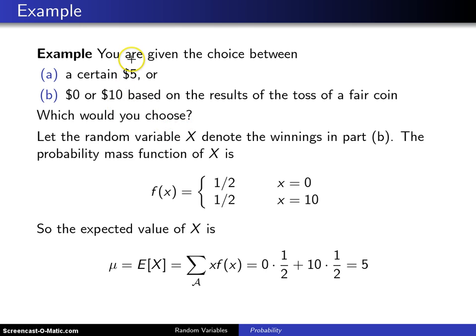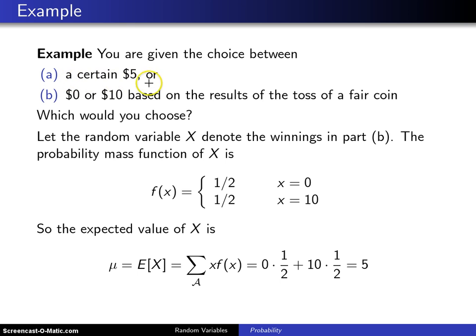Now, part of this problem will depend on whether you are a little more of a risk-averse person, in which case you're a little more likely to take the $5, which is certain, or a risk taker, in which case you might take the $0 or the $10 based on the results of the toss of a fair coin. But in either case, we are going to compare the expected values in each case.